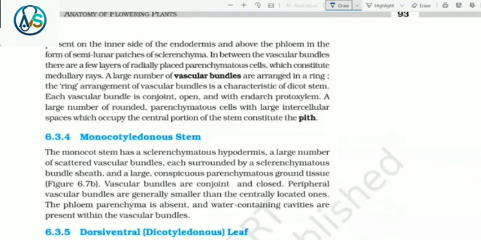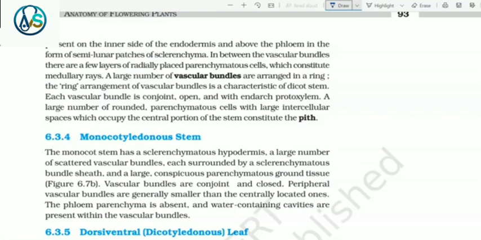Pericycle is present on the inner side of the endodermis and above the phloem in the form of semilunar patches of sclerenchyma. In between the vascular bundles, there are a few layers of radially placed parenchymatous cells which constitute medullary rays. A large number of vascular bundles are arranged in a ring. The ring arrangement of vascular bundles is a characteristic of dicot stem.